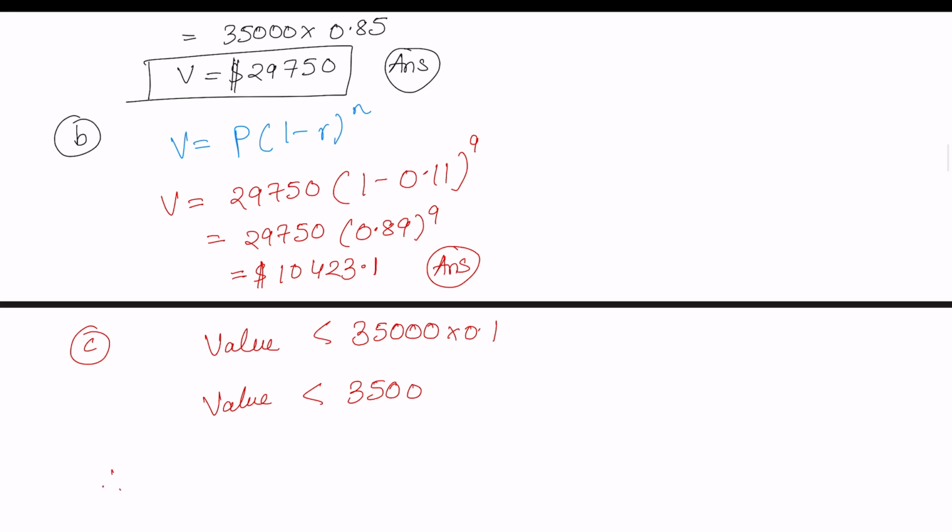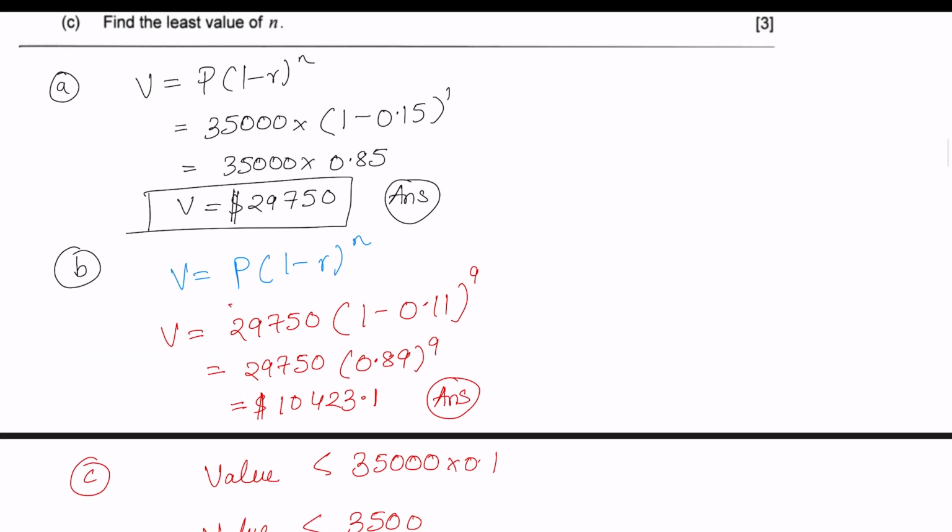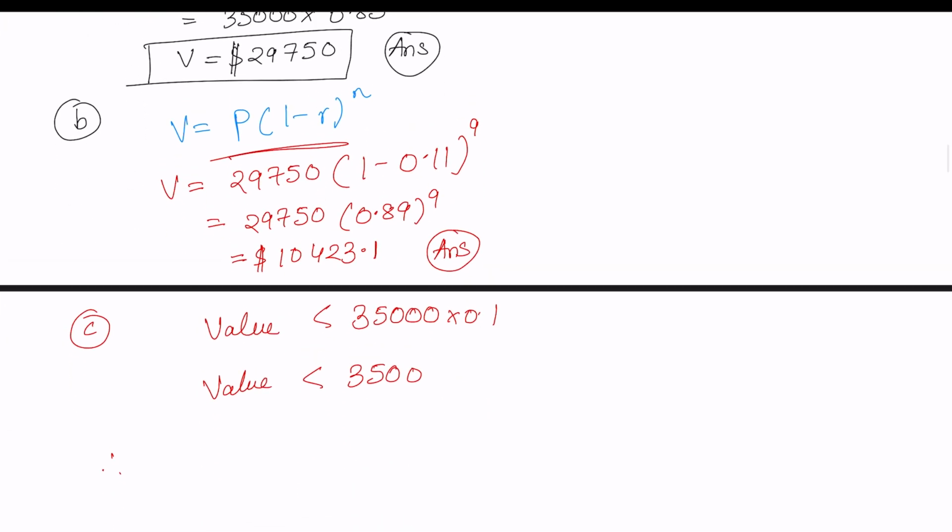Right? Now for the value, I can use this equation. This is the depreciation equation, right? So P(1 - R)^n should be less than 3,500. Now again, I will exclude the first year, right? How will I exclude it? By taking the principal value as the value of the car at the end of the first year. So I can take 29,750(1 - 0.11)^n as less than 3,500.